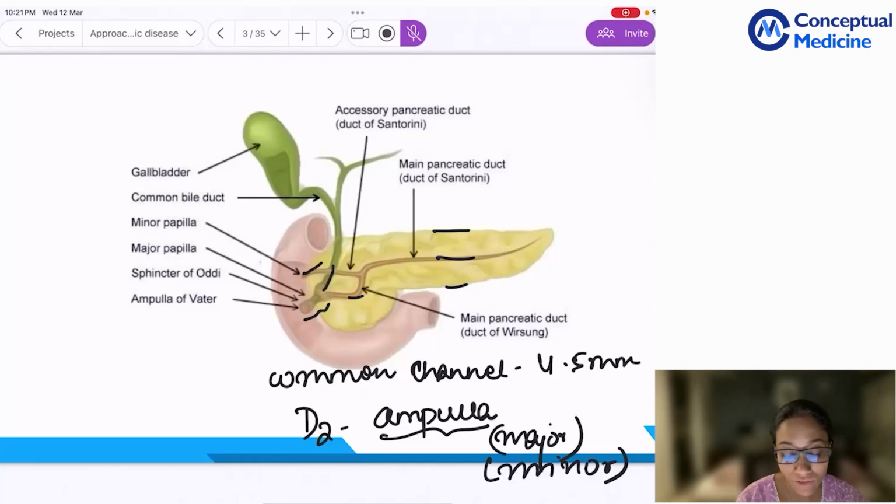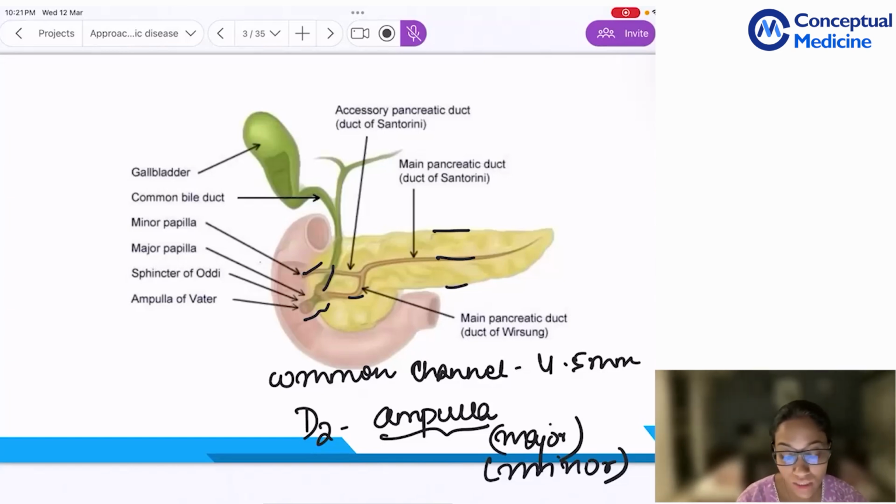That is because you have a small accessory duct, which arises from here and drains mainly the head region, the head of the pancreas, and that joins with the main pancreatic duct, which together combines with the common bile duct. In about 70% of the population, this is the usual thing.